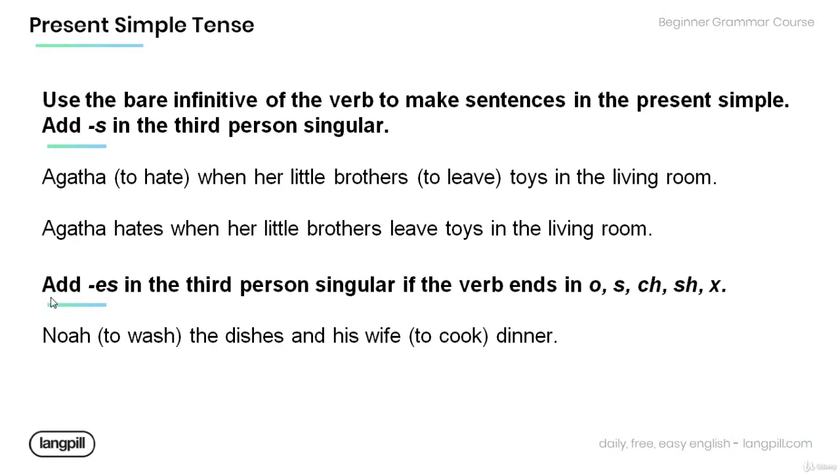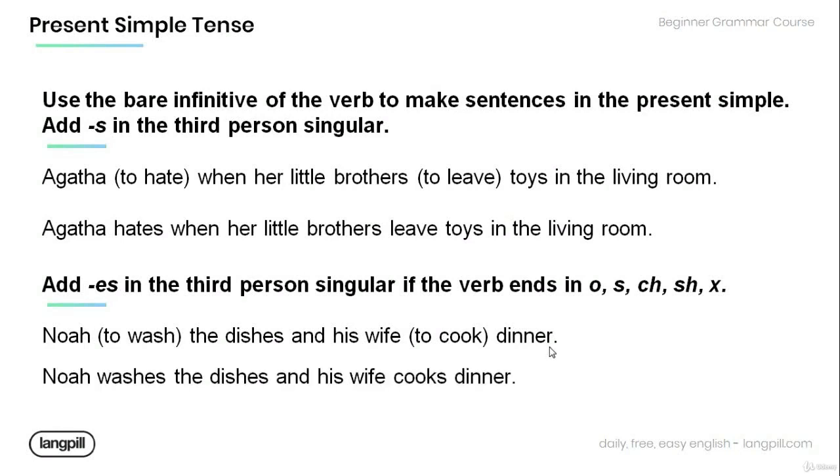Also, remember that we add es in the third person singular if the verb ends in o, s, ch, sh, and x. Read the following sentence and provide the appropriate form of the following verbs in the present simple. Noah to wash the dishes and his wife to cook dinner. Noah washes the dishes and his wife cooks dinner.